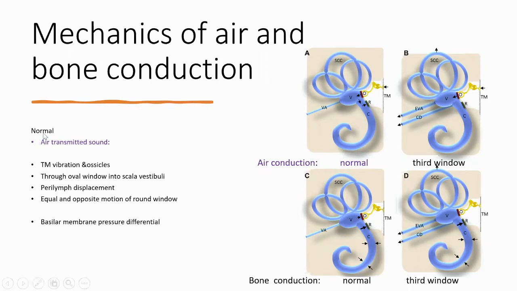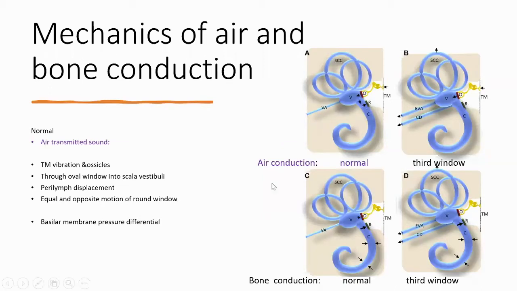So if you have a look, normally in air-transmitted sound, you'll have vibration coming through the tympanic membrane, traveling along the ossicles. It will go through the oval window into the scala vestibuli. Then you get that perilymphatic displacement that will basically cause an equal and opposite motion of the round window. So you can see that happening there. And that creates your basilar membrane pressure differential.